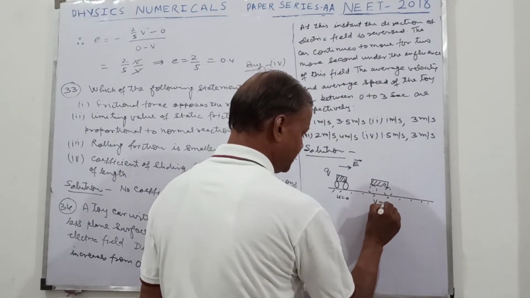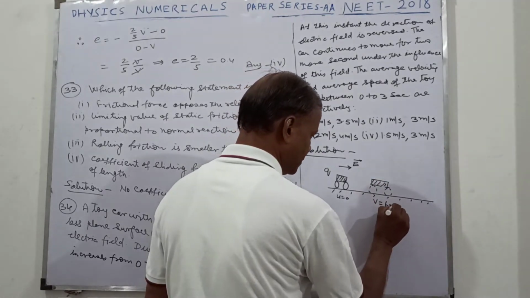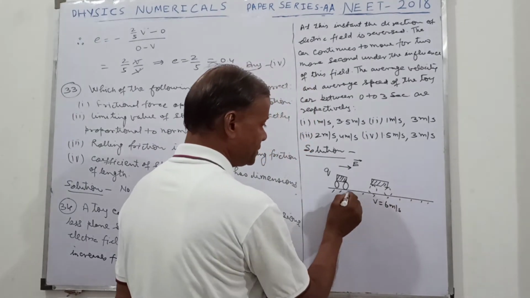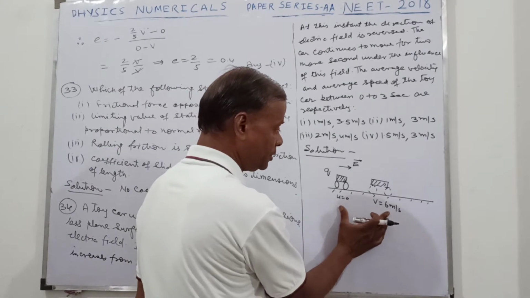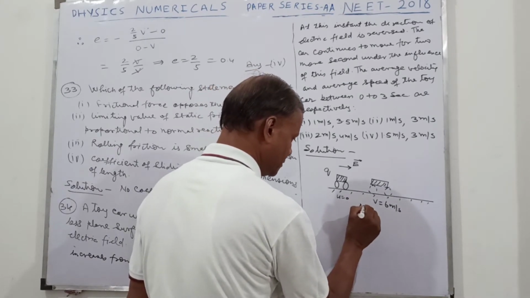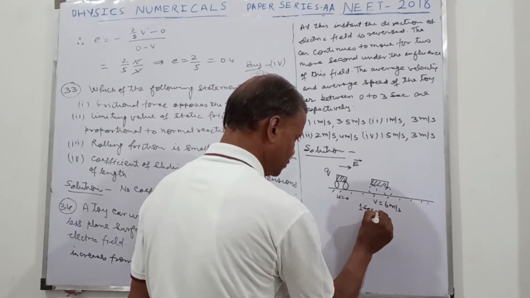And now the speed is 6 meter per second. This is at 1 second. This time is taken to be 1 second.